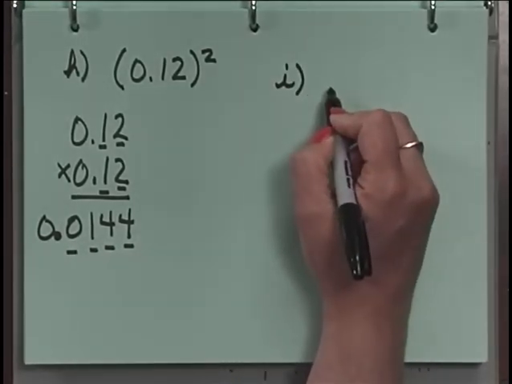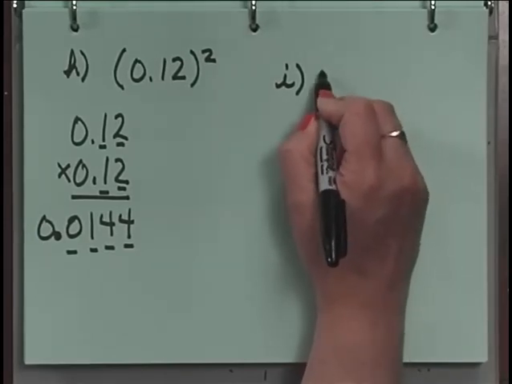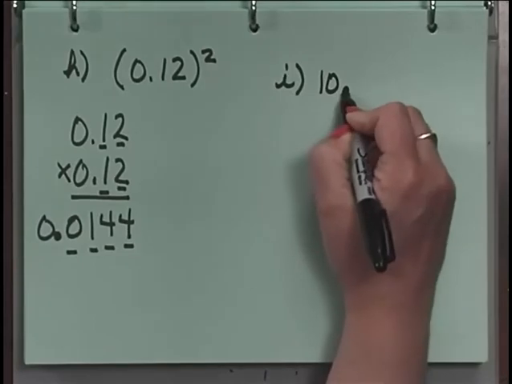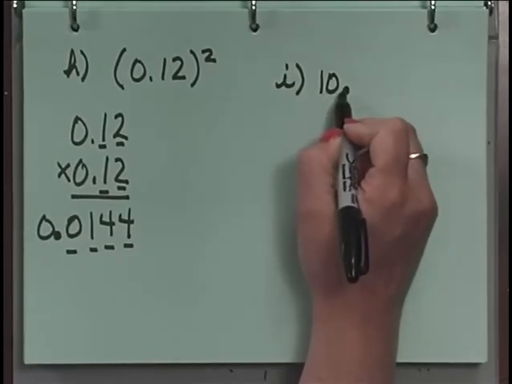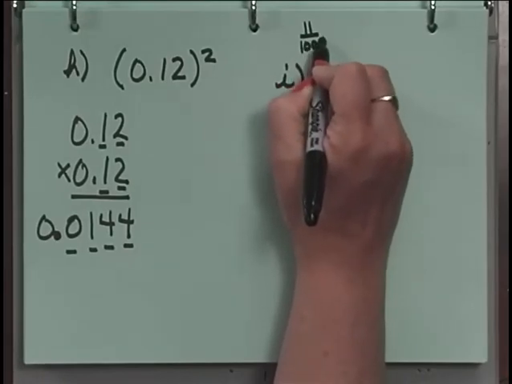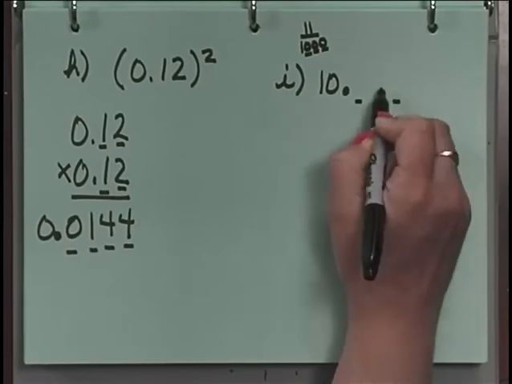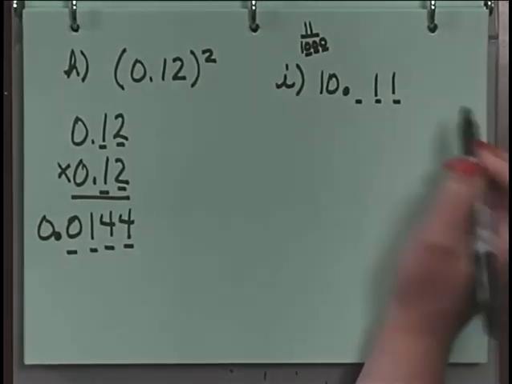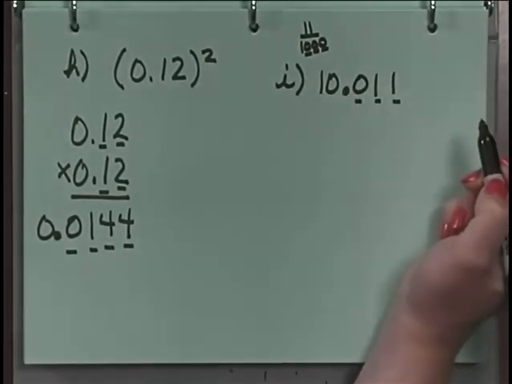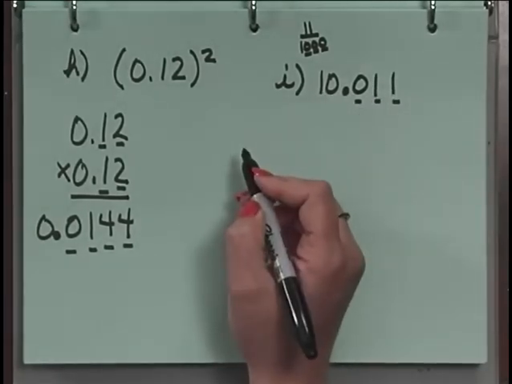Problem I. Write the decimal number 10 and 11 thousandths. Well, 10 and would be the whole number 10 and then a decimal point. 11 thousandths needs to have 3 decimal places. But the 11 will only take up 2 of those, so we'd have to insert a 0. So this is 10 and 11 thousandths.